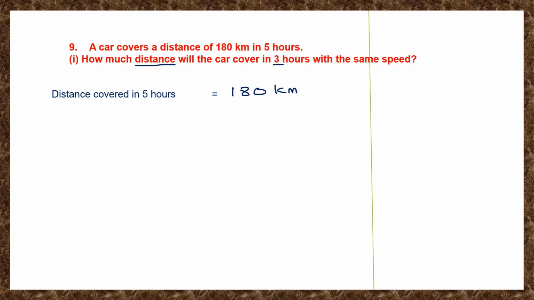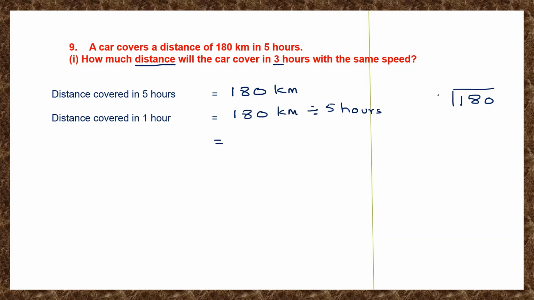So we need to find for 1 hour first. Distance covered in 1 hour will be 180 kilometers divided by 5 hours. When you divide this, you will get to know how much the car covered in 1 hour. Let's divide 180 by 5. 18 I'll take, so 5 threes are 15, minus, 3 zeros, so that's 30. 5 sixes are 30, minus, we've got 0. So now we know that the car will cover 36 kilometers in 1 hour.